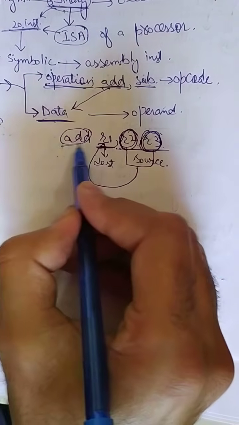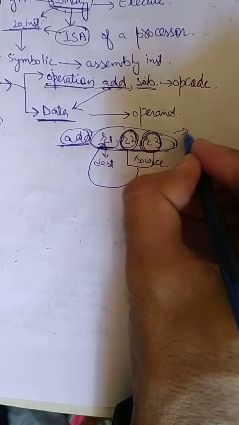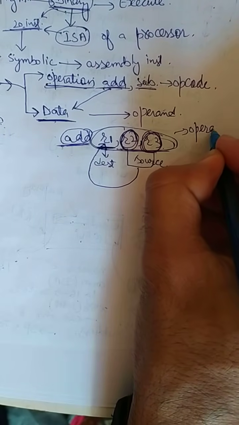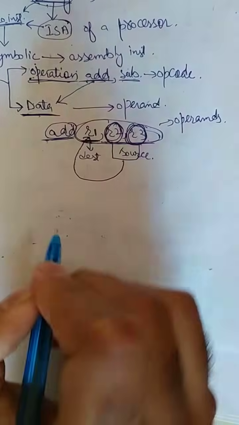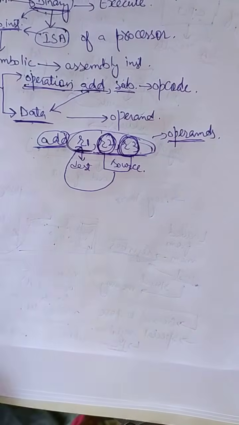So we have an opcode and we have the operands. So these are our operands, or we can say this is our data. So every instruction, the format of an instruction is, it has an opcode and then the operands.